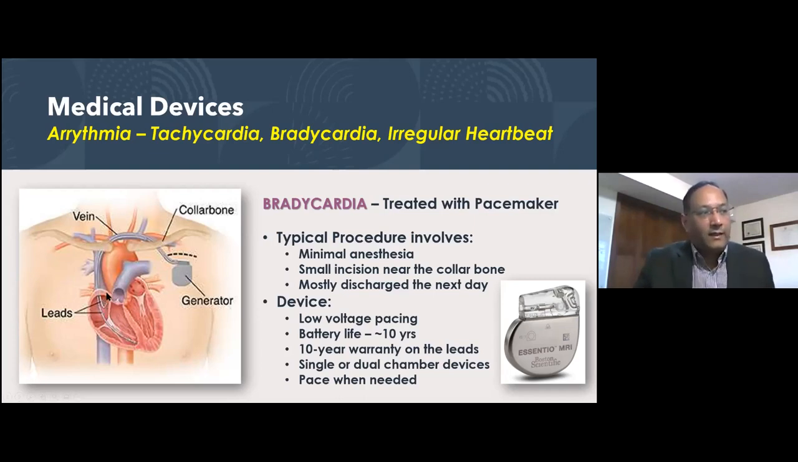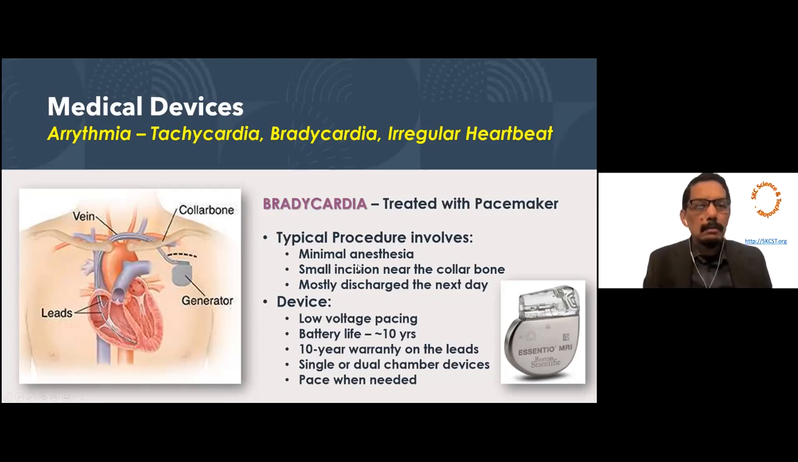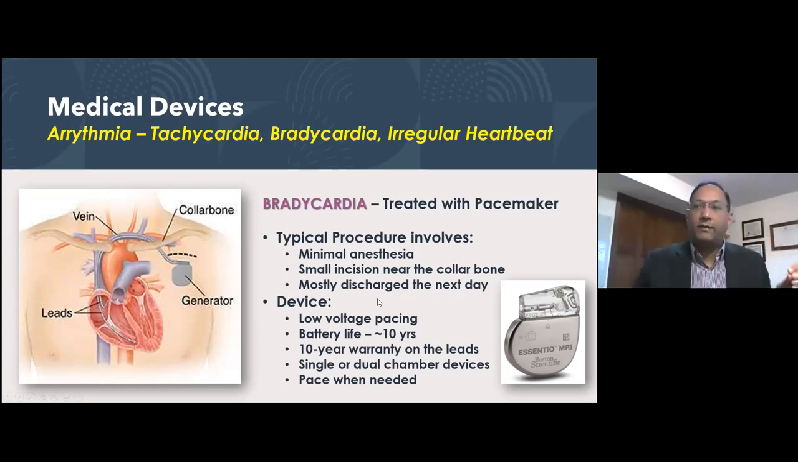Right, so let's say there's bad tissue here for which the signal is not going from the upper chamber to the lower chamber. Because of the brain right here, the generator, there will be stimulation on the top side, and the generator will know after how much time the stimulation needs to be done at the lower chamber. So to replace the functionality of the heart or the proper electrical stimulation at a different location, there's a generator which actually does that. Pacemakers are low voltage pacing devices. Battery life these days is much more than 10 years.